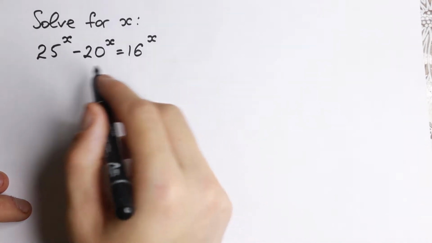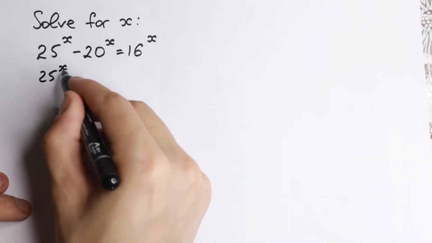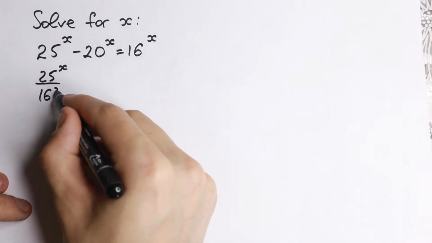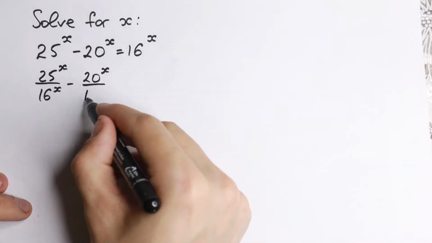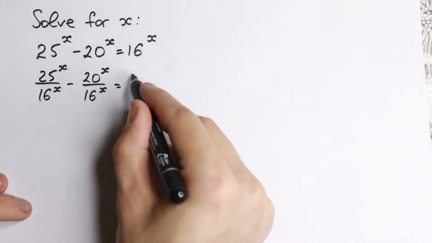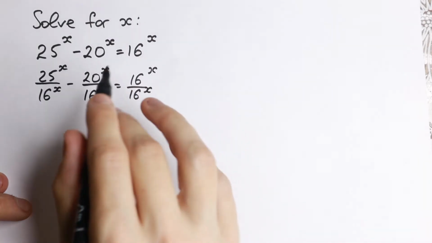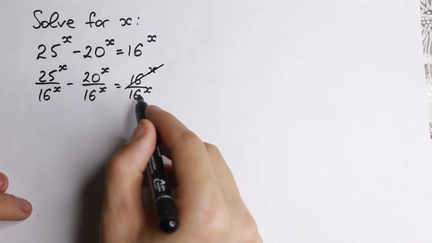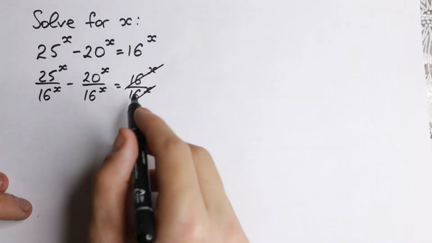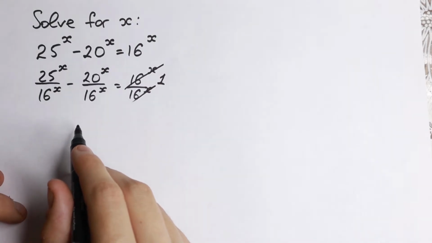First of all, let's divide both sides by 16 to the x. So we have 25 to the x over 16 to the x minus 20 to the x over 16 to the x equal to 16 to the x over 16 to the x. So this is the first step. I hope you understand this step. Right now, canceling numerator and denominator because this is the same, so we have 1 on the right hand side. What are we going to do next?